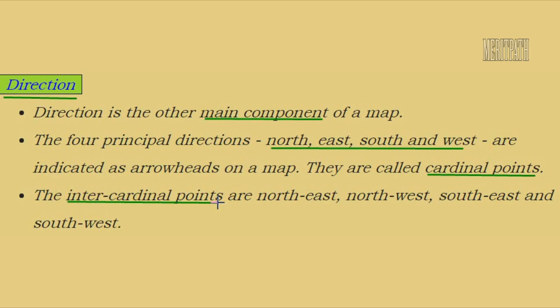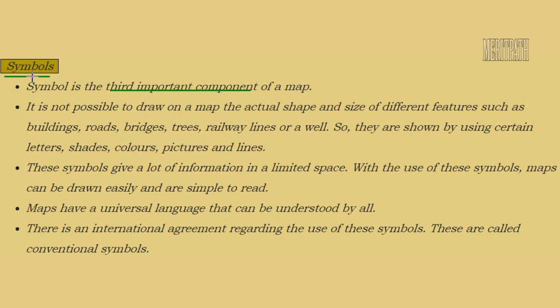And what are the intercardinal points? Intercardinal points are northeast, northwest, southeast and southwest. That means in between two directions, suppose in between north and east we have northeast, like that, these are the intercardinal points. So the next important component of the map is symbol.